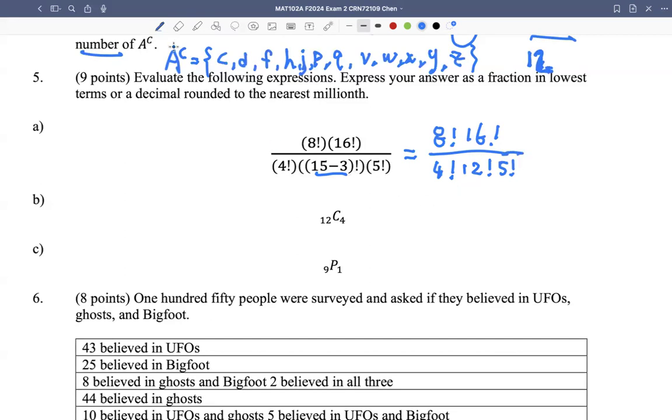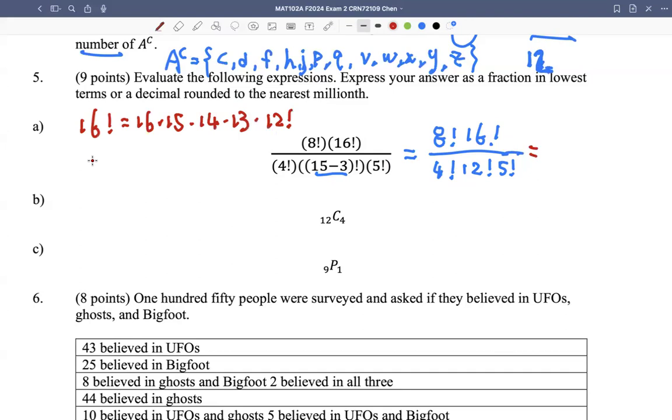Okay, now we want to simplify it. How do we simplify? So 16 factorial can be written as 16 times 15 times 14 times 13 times 12 times 11, and so on, but that's 12 factorial. Why? Because I have 12 factorial in the denominator.